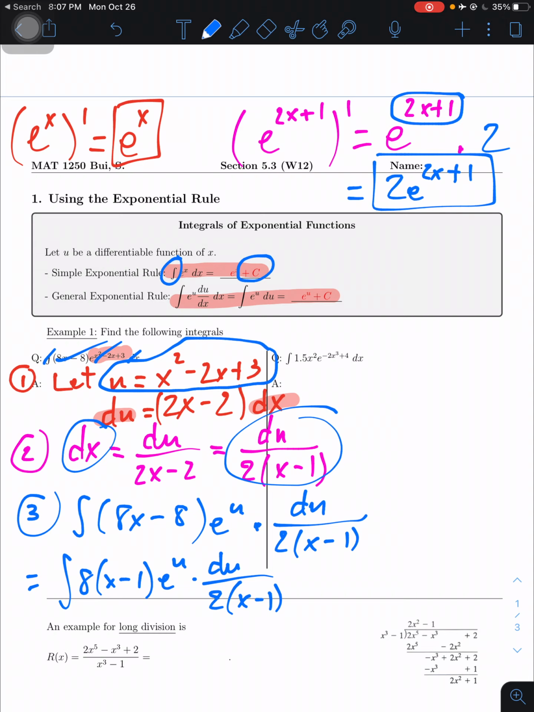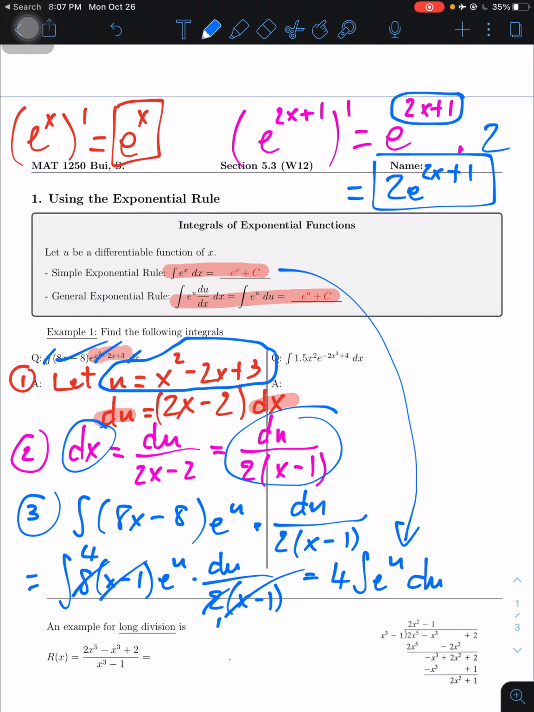Okay, what do you notice in here? Well, we can cancel the group of x minus 1, and we can also cancel the 8 with the 2, right? So this is like a 4 and this is like a 1 in here, right? And then after all that work, I'm going to have a 4 in front because the 4 is just a constant, so I can bring it out. And then I have e to the u du, right? And based on the rules that we have in here, let me take out the circles in here. This one equals 4 e to the u plus c, right?